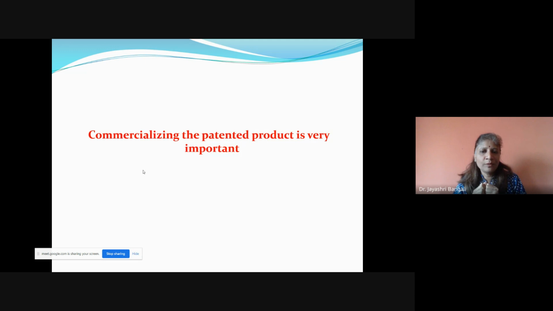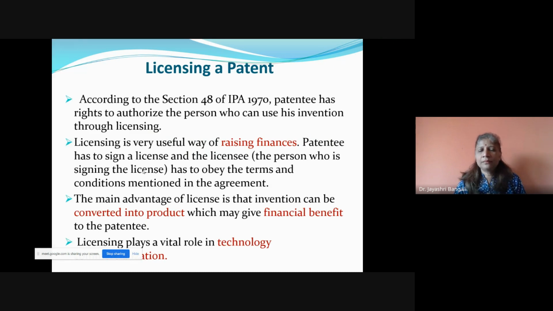If you have put in so much effort and the patent is granted, then commercializing your patent or invention is very, very important. This is another vast topic, so in 2 slides I will brief about it. Licensing a patent is very important. Licensing means what? According to Section 48 of the Patents Act 1970, the patent holder, the inventor, has the right to authorize a person to use his invention through licensing.